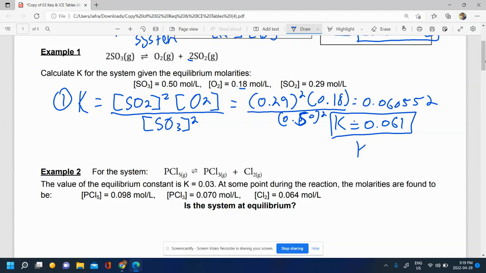This equilibrium constant is less than 1. So what that means is that this would favor the reactants at equilibrium over the products. So this favors the reactants over the products.